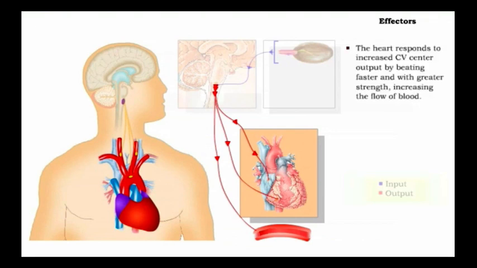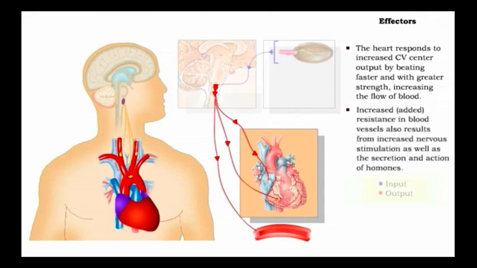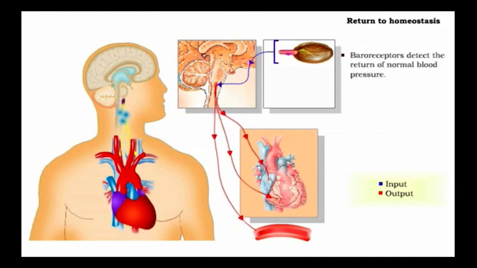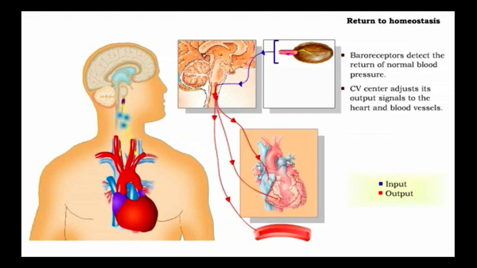The heart starts to beat faster, sending blood to the arteries at a faster rate. It also beats with greater strength, sending greater amounts of blood to the arteries with each beat. The nervous signals from the brain also signal secretion of hormones that constrict blood vessels, increasing their resistance. As the pressure of the blood in the arteries goes up, the change is detected by the baroreceptors that send the information about the restored blood pressure up to the brain. When the brain receives this response, it will cut back on its stimulation to the heart and blood vessels because homeostasis has now been achieved.